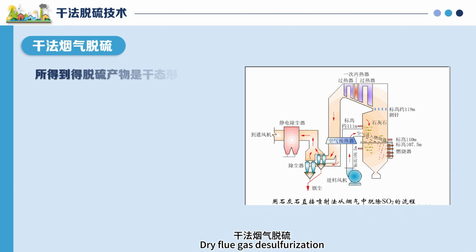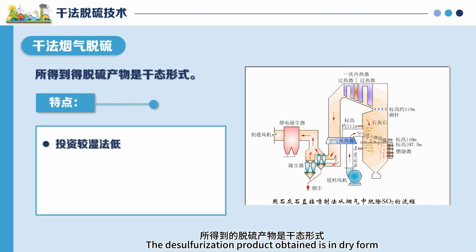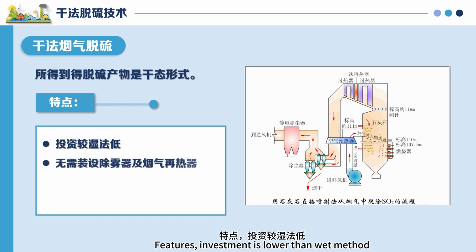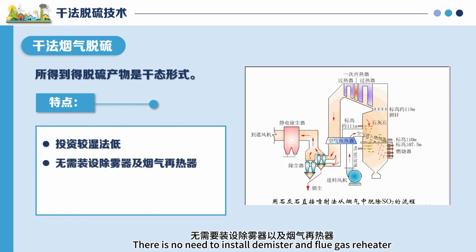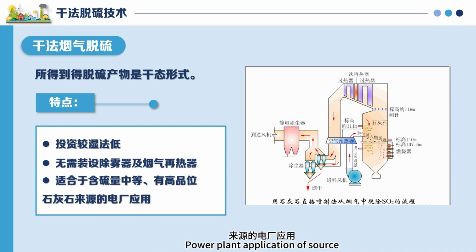Dry flue gas desulfurization. The desulfurization product obtained is in dry form. Features: investment is lower than the wet method. There is no need to install a demister and flue gas reheater. Suitable for limestone with medium flow rate and high grade. Power plant application of source.